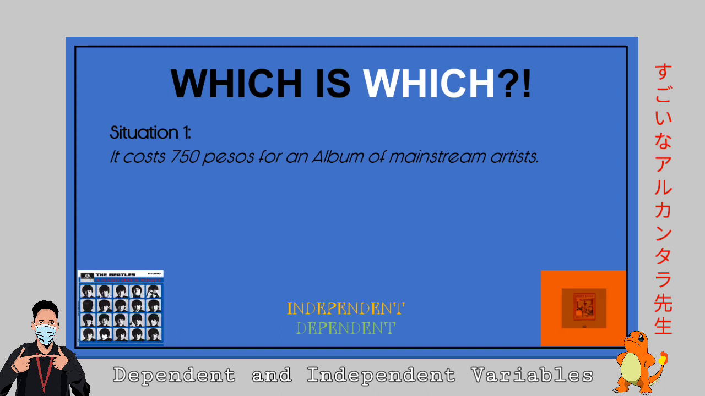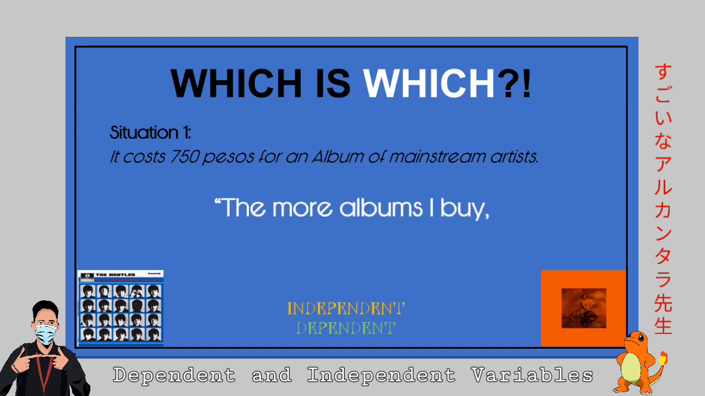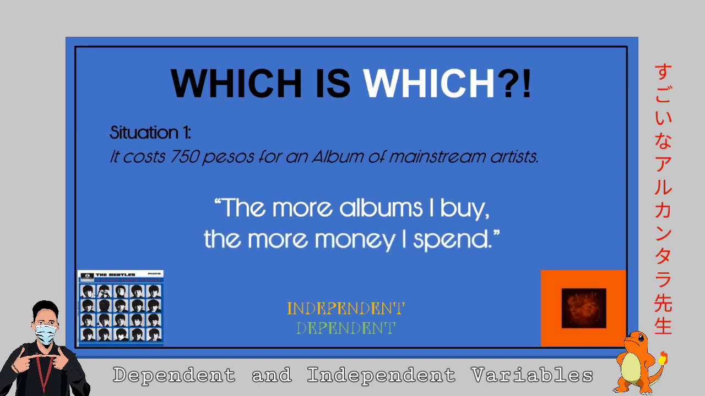This first situation says that it costs 750 pesos for an album of mainstream artists. So it's like an estimate. The situation gives us this: the more albums I buy, the more money I spend. So our goal is to identify which is which. We could say that the more albums I buy is in line with our independent variable, as you can see from the color coding there.